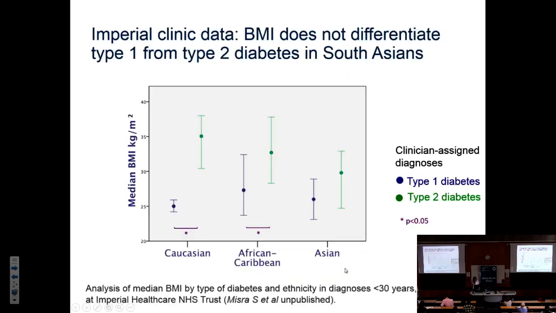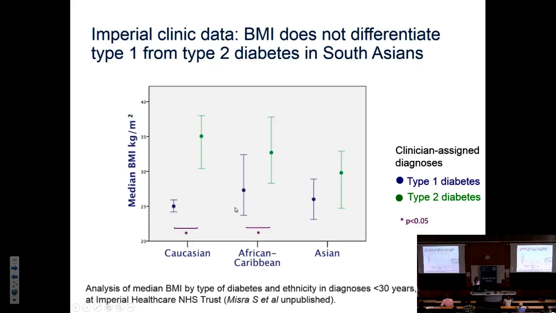In fact, I decided to look at this in our clinic. So I collated all of the data from our Imperial diabetes clinics, and I looked at whether the consultant who had seen the patient had assigned them a diagnosis of type 1, which is the blue lines and dots, or type 2, which is green. And what you can see in the people who were Caucasian, there is a very nice statistically significant difference between the median BMIs of people with type 1 and type 2 diabetes. There's a significant difference in the African Caribbean group, although the whiskers obviously overlap. And in the South Asian group, there is a complete overlap, as we would expect.